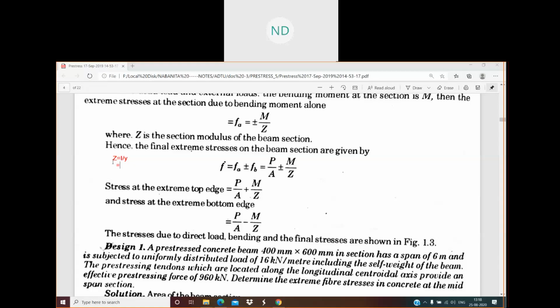Abdul Latif, what is that? 24 into 10 to the power 6. Okay, correct. Who was that? Okay. So that means what? Yeah, correct. Pallab Talukdar is also correct.